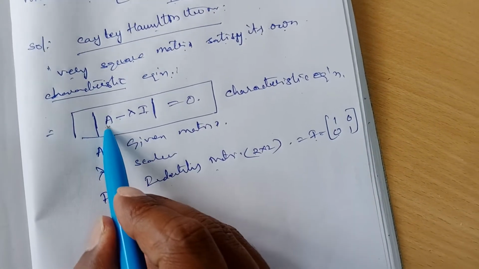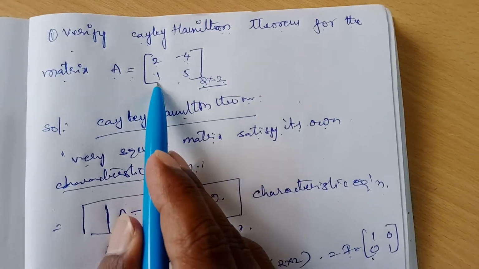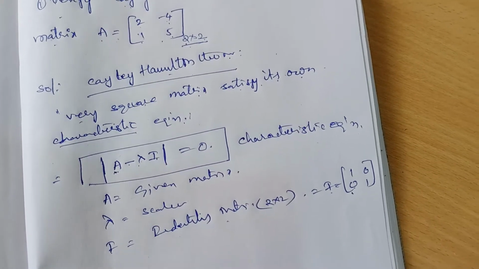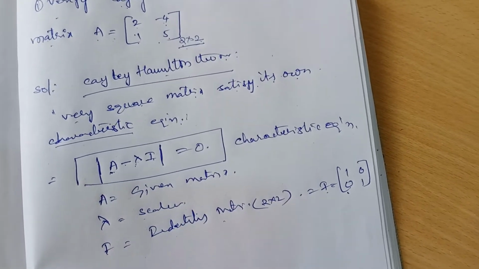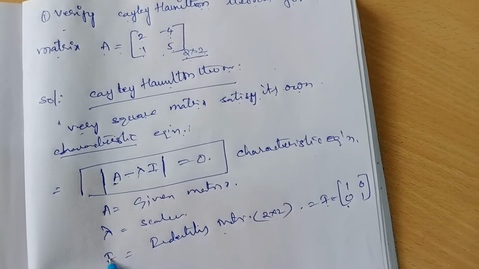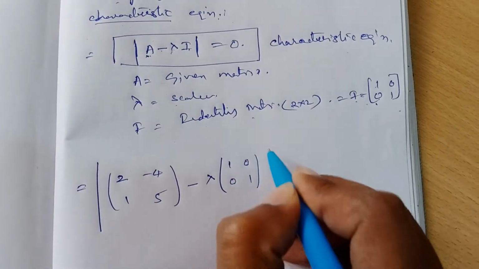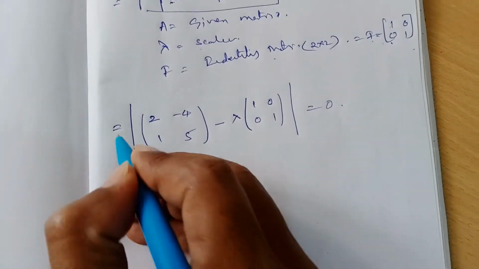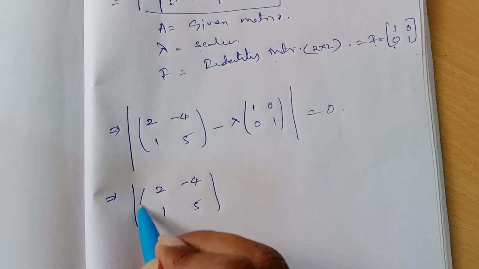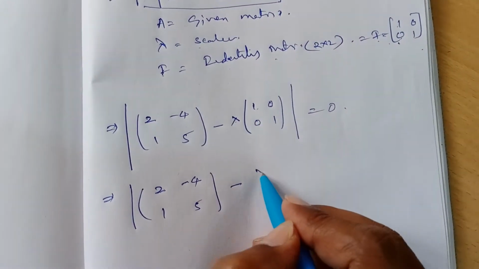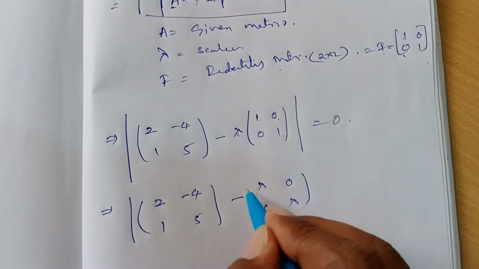Now we need to substitute those values A and I and the scalar here. That is equal to mod A value is [2 -4; 1 5] minus lambda is a scalar, so it is lambda, next I means this is [1 0; 0 1], so substitute here, mod is equal to 0, which is equal to mod [2 -4; 1 5] minus, now multiply with the lambda: lambda into 1, lambda into 0, 0, lambda into 1, lambda, close the mod, is equal to 0.